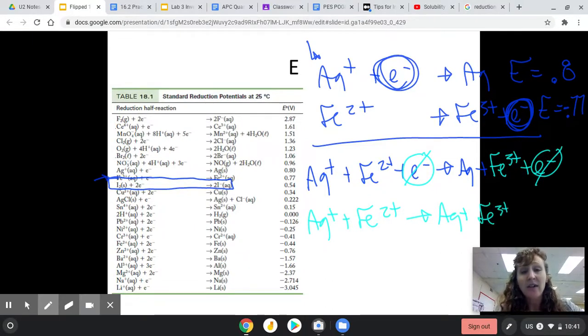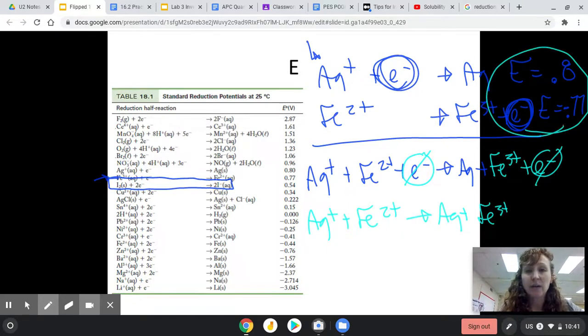So now I have a complete oxidation reduction reaction. I have something in here that is oxidized. I have something in here that is reduced. Okay, it's a complete equation. And in order to find the cell potential of this equation, I'm just going to add my cell potentials of the two halves. So E equals 0.8 minus 0.77. So I'm going to get 0.03 volts.